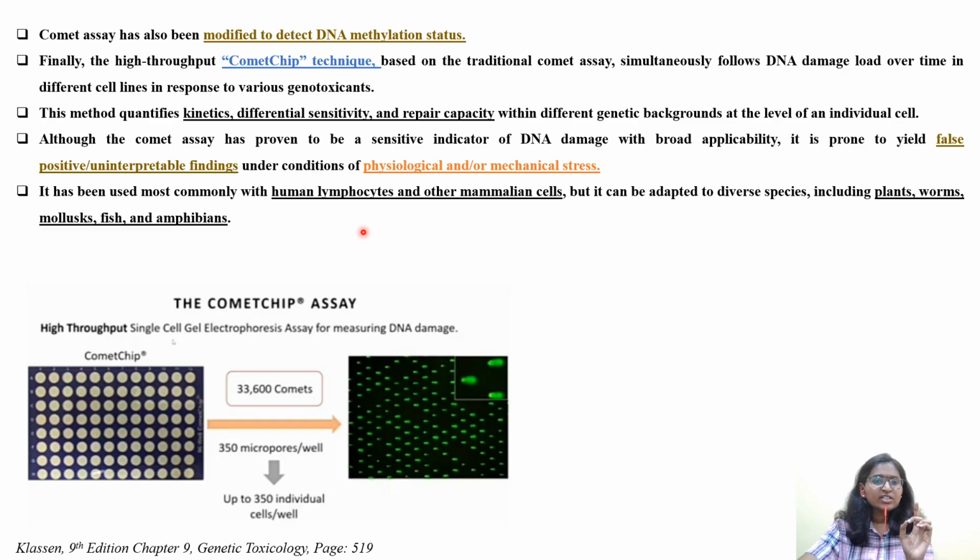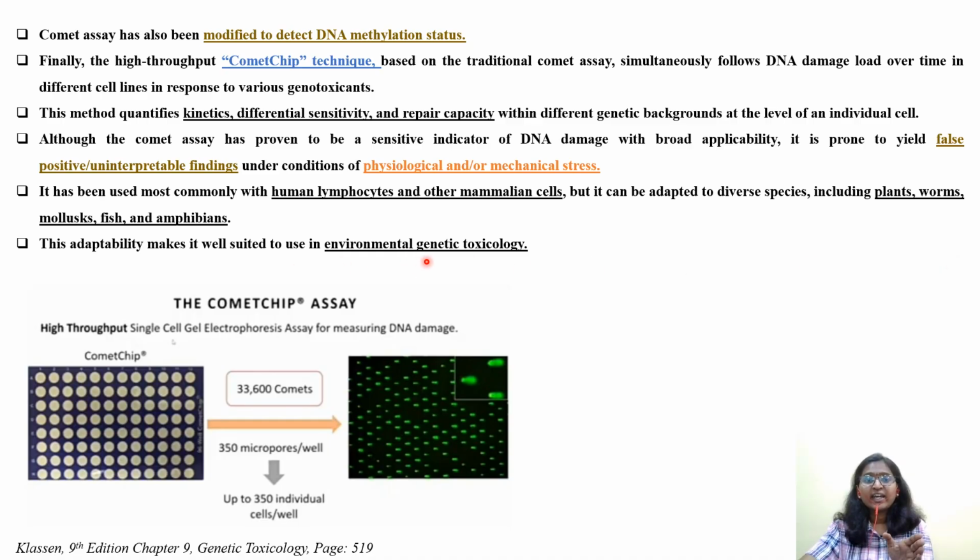Okay, then next, the Comet assay has been used most commonly with human lymphocytes and other mammalian cells, but it can be adapted to diverse species including plants, worms, mollusks, fish and amphibians. So this is very important. The Comet assay can be extended beyond human lymphocytes and other mammals to lower, diverse species: plants, worms, mollusks, fish and amphibians, which can be used to do environmental genetic toxicology.